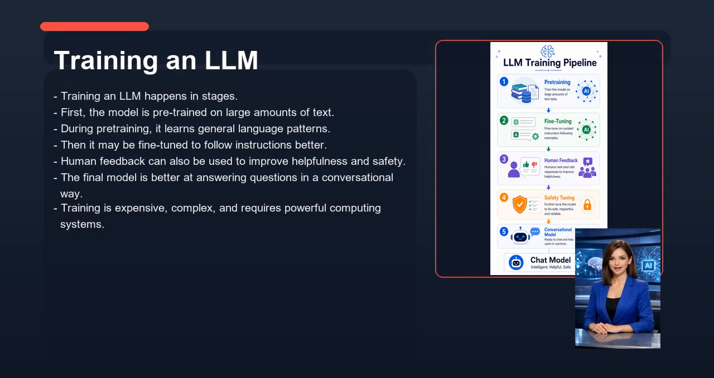Now let's look at training an LLM. Training an LLM happens in stages. First, the model is pre-trained on large amounts of text. During pre-training, it learns general language patterns. Then it may be fine-tuned to follow instructions better. Human feedback can also be used to improve helpfulness and safety. The final model is better at answering questions in a conversational way. Training is expensive, complex, and requires powerful computing systems.